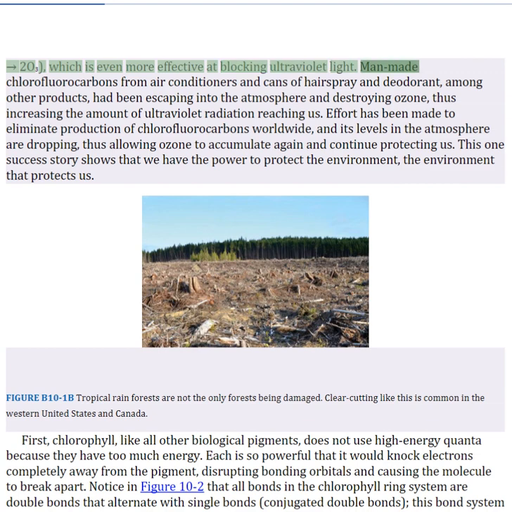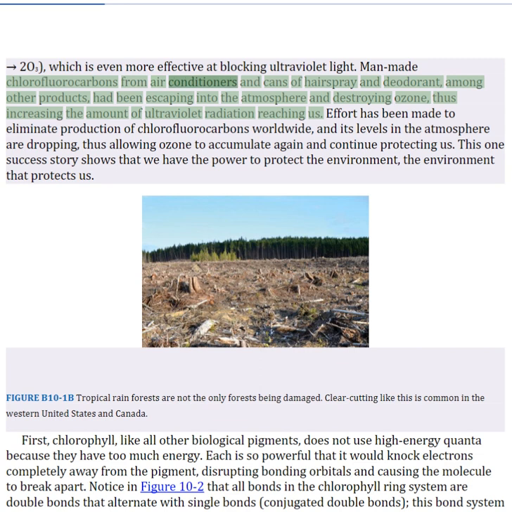Man-made chlorofluorocarbons from air conditioners and cans of hairspray and deodorant, among other products, had been escaping into the atmosphere and destroying ozone, thus increasing the amount of ultraviolet radiation reaching us.